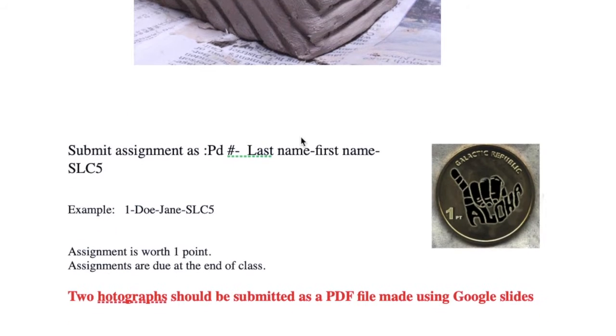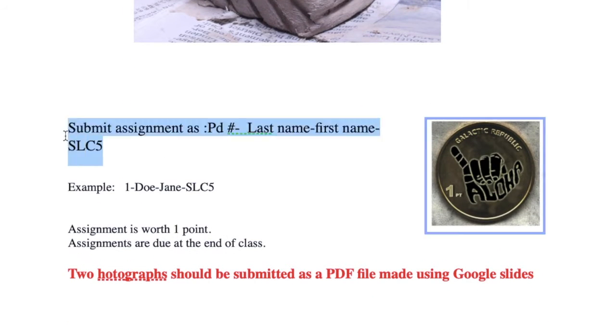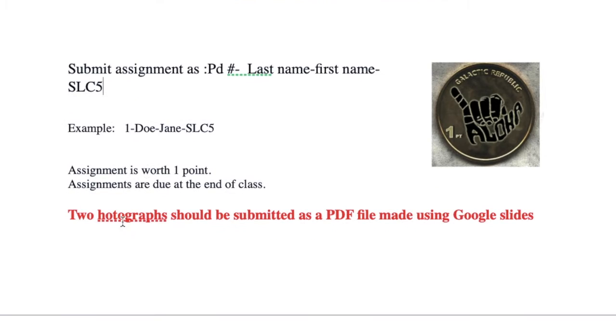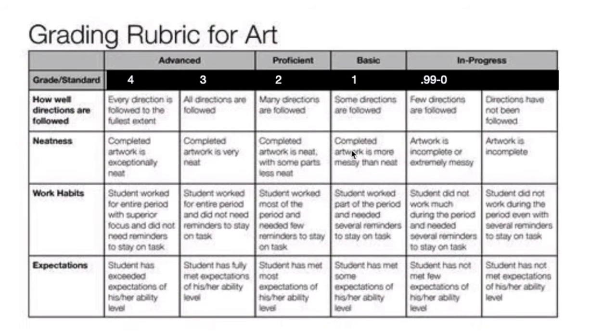Okay, submit your assignment as your period number, last name, first name, SLC 5, for example, 1 Doe Jane SLC 5, and you need 2 photographs. The 2 photographs should be submitted as a PDF file made using Google Slides. Okay, and here's your rubric for art.